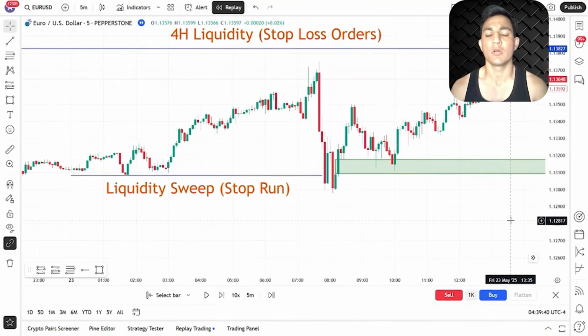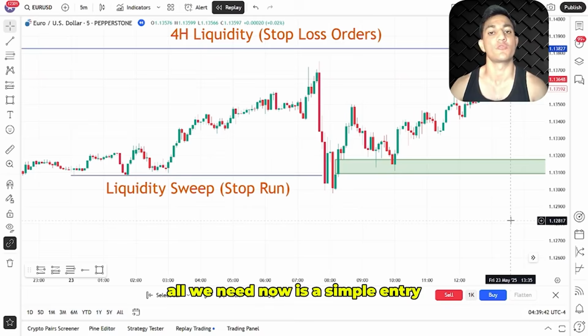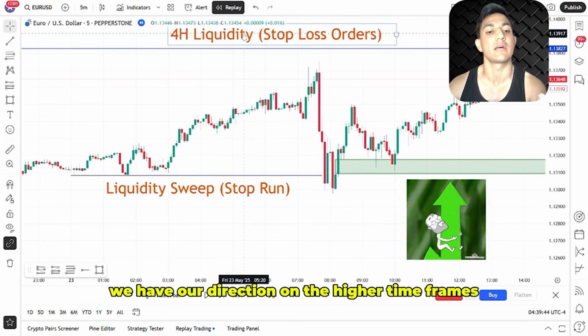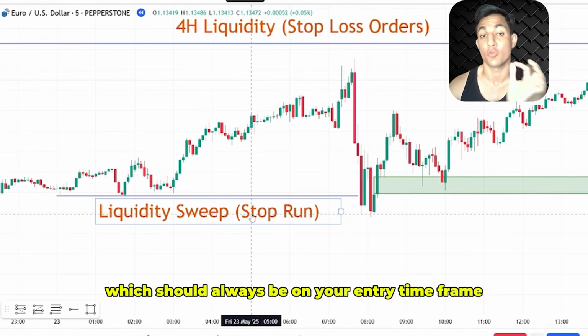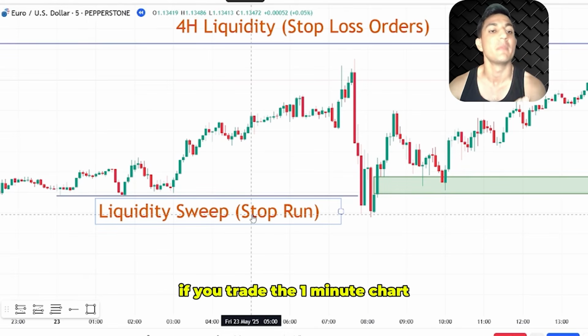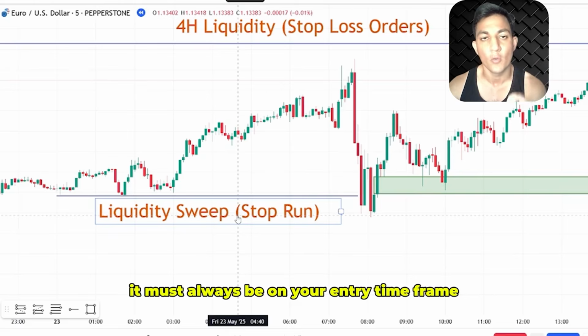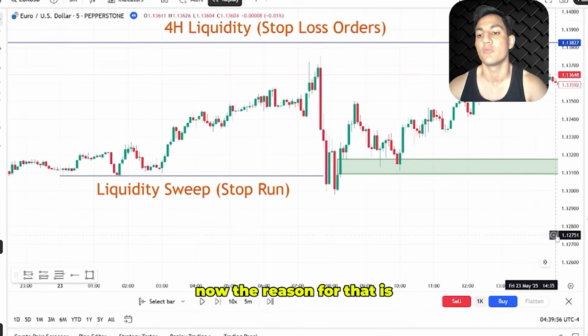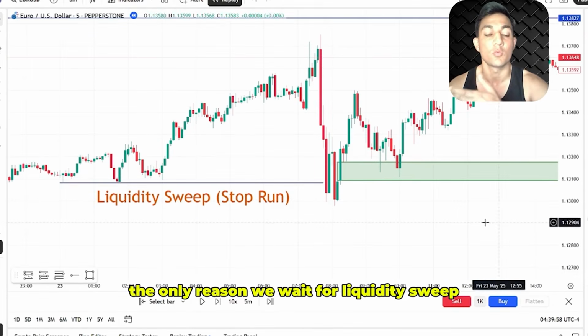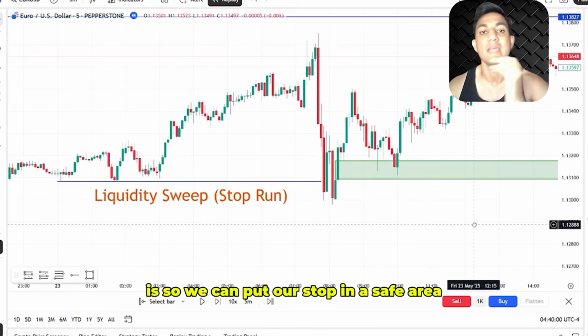Okay, but last but not least, all we need now is a simple entry. We have our direction on the higher time frames. We have our liquidity sweep, which should always be on your entry time frame. If you trade the 1 minute chart, do not wait for a liquidity sweep on the 1 hour chart. It must always be on your entry time frame. Now, the reason for that is the only reason we wait for liquidity sweep is so we can put our stop in a safe area.